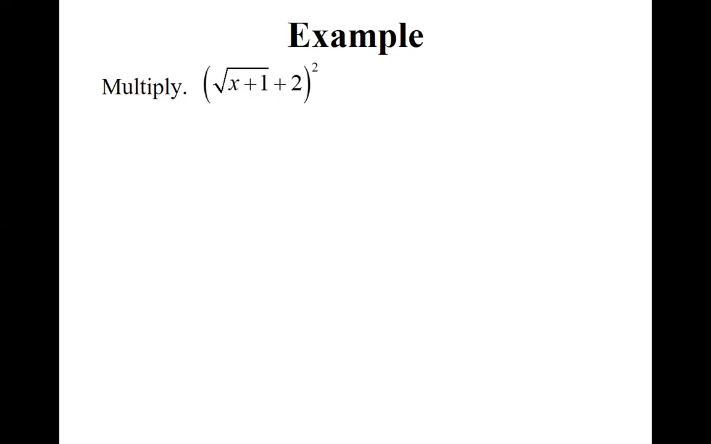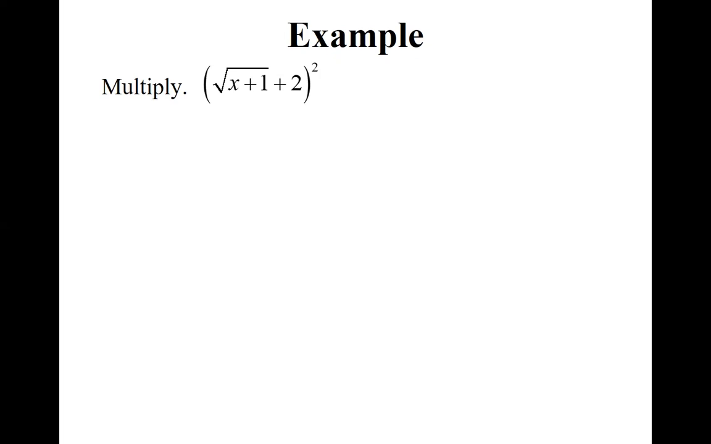Does squaring do the same thing? Well, if we FOIL this with itself, radical x plus 1 times radical x plus 1 is x plus 1. Radical went away. And then outer 2 times radical x plus 1, and then inner 2 times radical x plus 1. We add those together, we get 4 radical x plus 1. The radical did not go away.